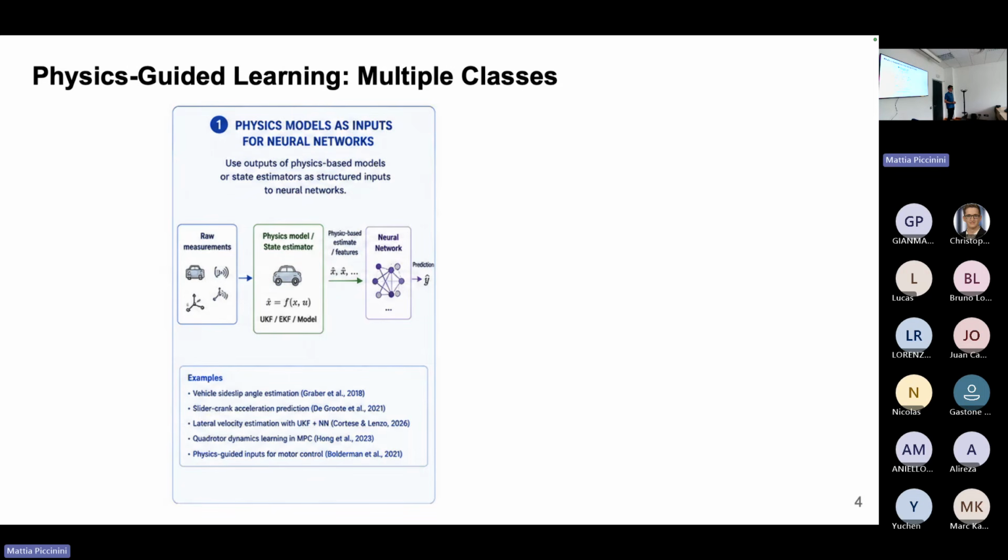In general we have multiple classes of approaches here. We classify 4 main classes. The first class is the one in which we have physics models as inputs for neural networks or machine learning models. What this means is we have a set of raw measurements, typically sensory measurements. We process the measurements with some physics-based model, which can be any type: a Kalman filter, an estimator, physics laws that you may inject, or a dynamical system. Then we give the physics-based estimates or features to our more generic neural network, and then we have our outputs.